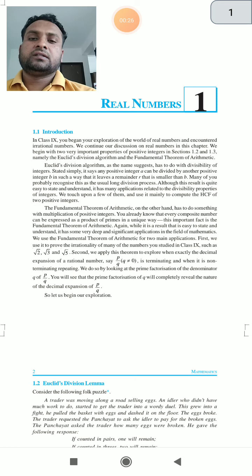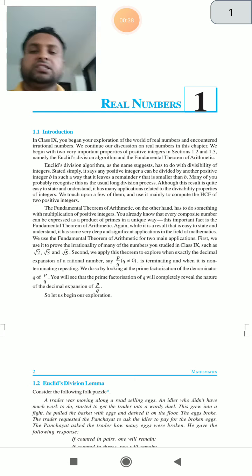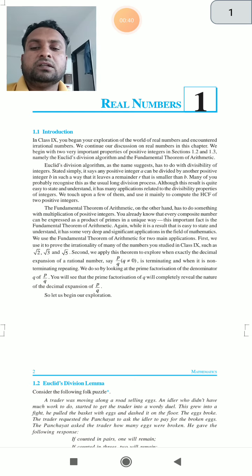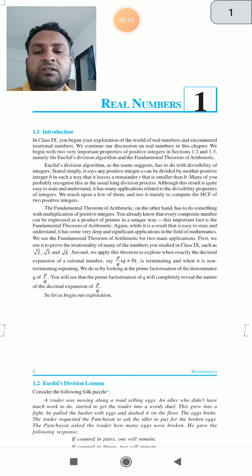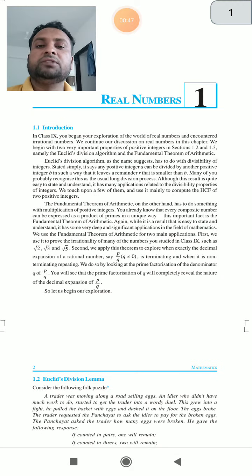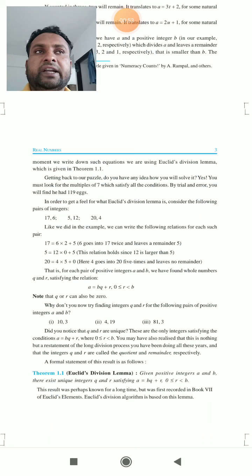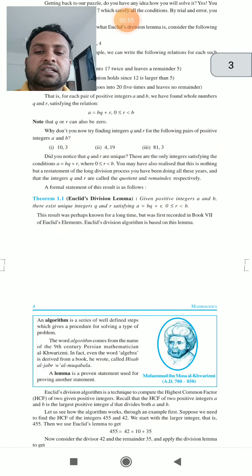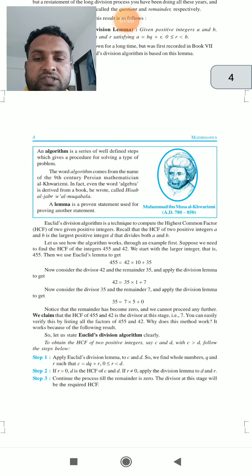Today we'll discuss the revision of one topic, that is real numbers. See, in real numbers, you have to look at the concepts for this examination. Euclid's division lemma. First, in real numbers, the Euclid's division lemma. What is the statement of Euclid's division lemma? And what are the methods of finding the HCF and the LCM? And what is the Euclid's division algorithm statement?